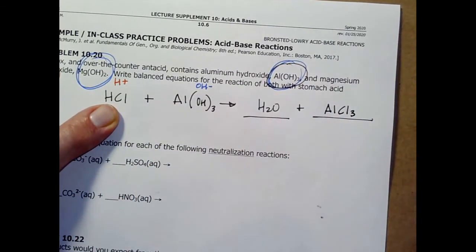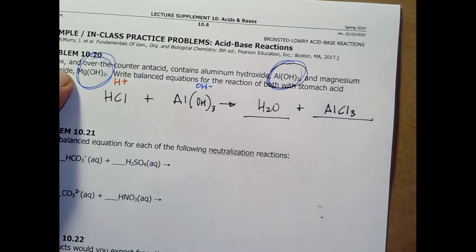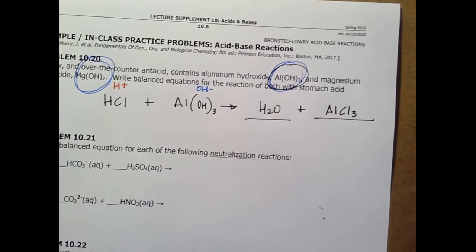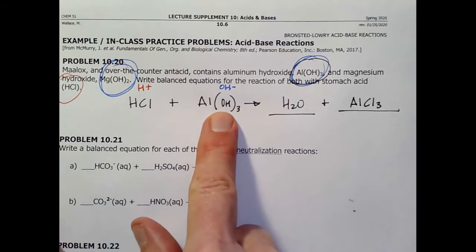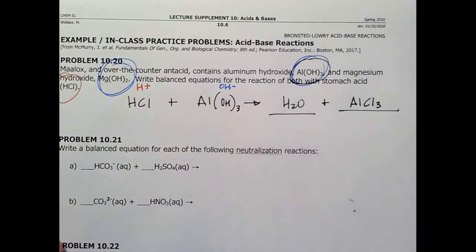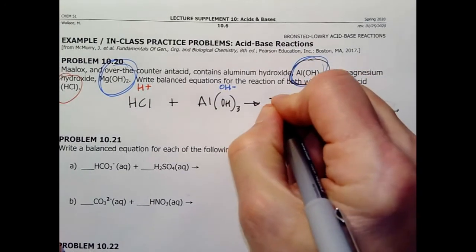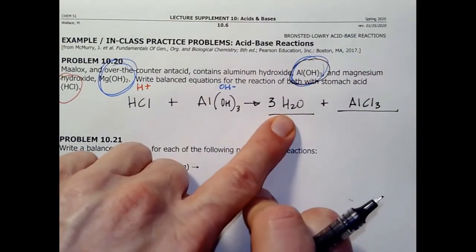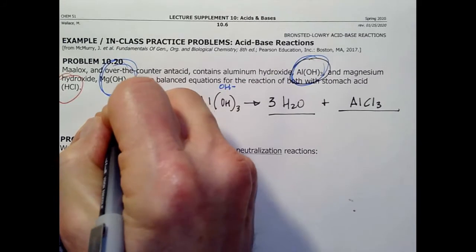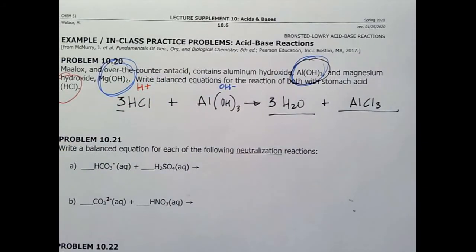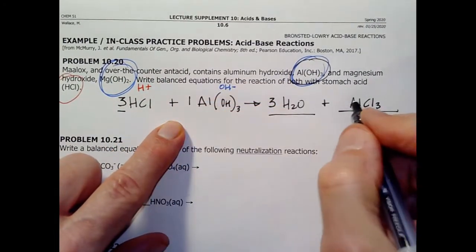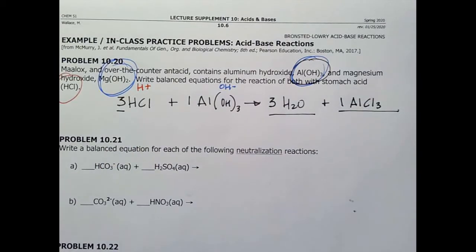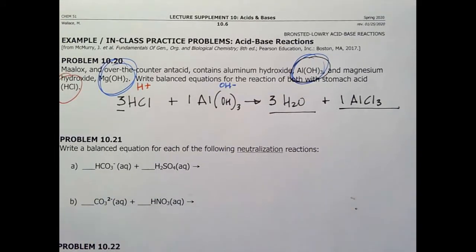AlCl3. Now I could balance this thing, but what you might start to notice is, well, I've got 3 hydroxides here. I'm probably going to make 3 waters. If I'm going to make 3 waters, I need 3 of the HCl's. And that ends up being 1 and 1. You could work out the magnesium hydroxide. The answer's in the back of the book, but that might be a good idea. Do the magnesium hydroxide there.